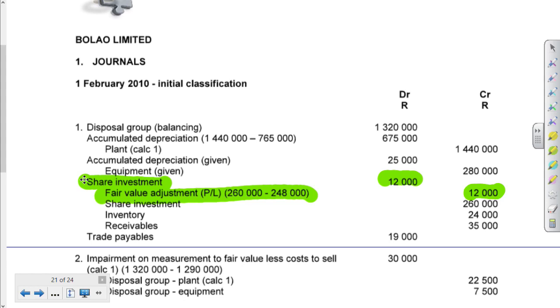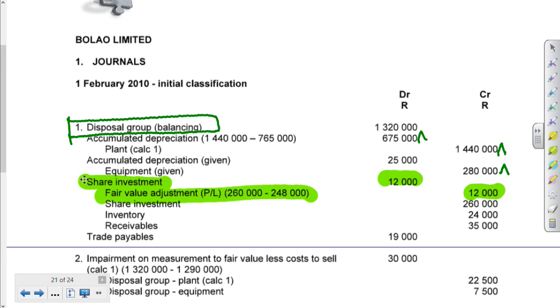Here it is. We do a journal where we debit disposal group. The disposal group is going to be debited with the net number of that first column, the reclassification. The net number comes from cost of plant and ACDEP of plant. They gave you the carrying amount, so you just had to split it.